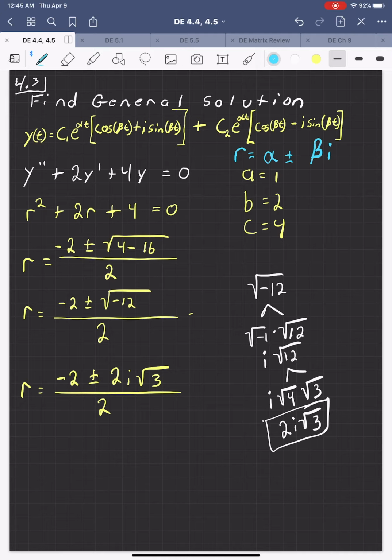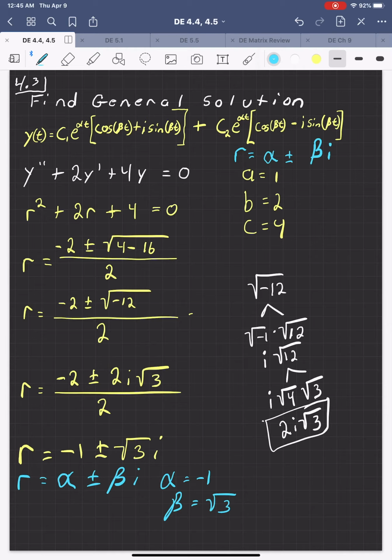So let me go ahead and finish this. I'm going to take r and divide everything by 2. That leaves me with negative 1 plus or minus i square root of 3, but I'm going to write it as the square root of 3 i. And right now, I just want you to notice that this is of the form r is equal to alpha plus or minus beta i. Okay, so now you know at this stage that alpha is equal to negative 1 and that beta is equal to the square root of 3.